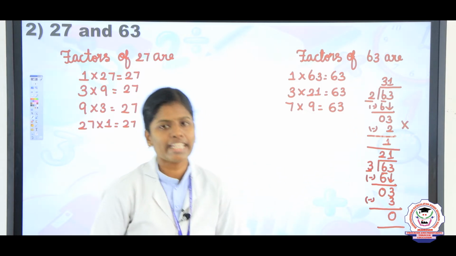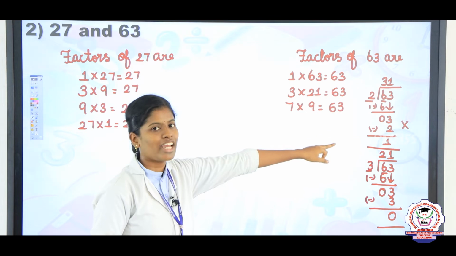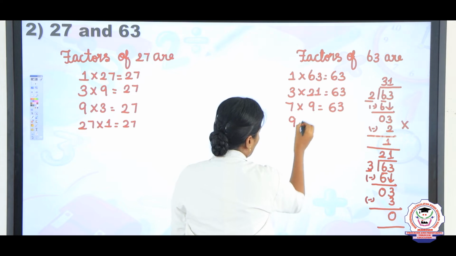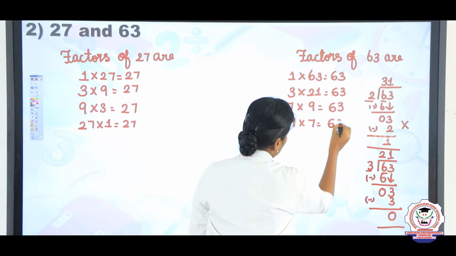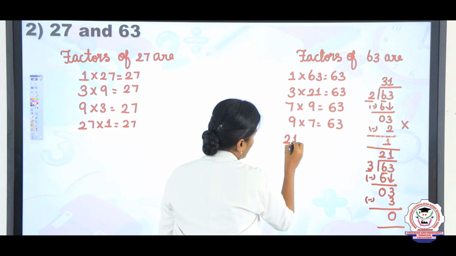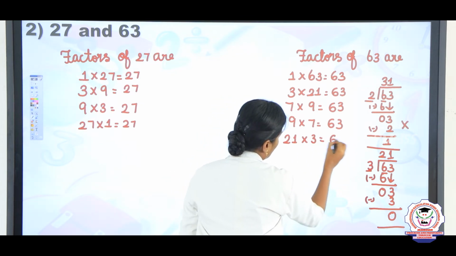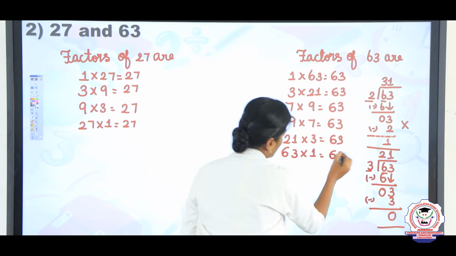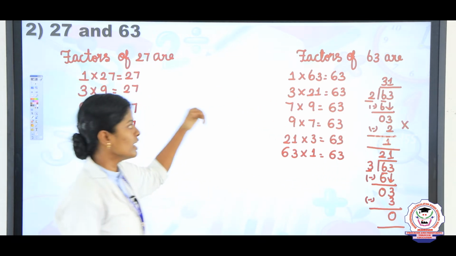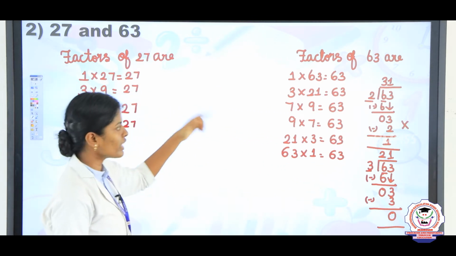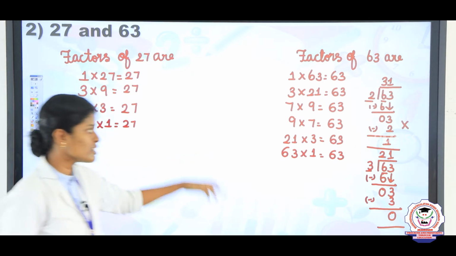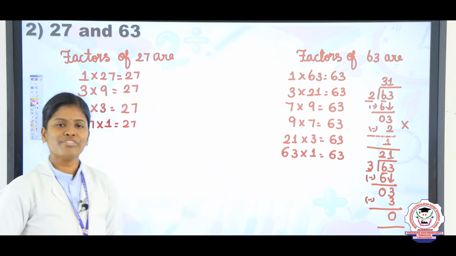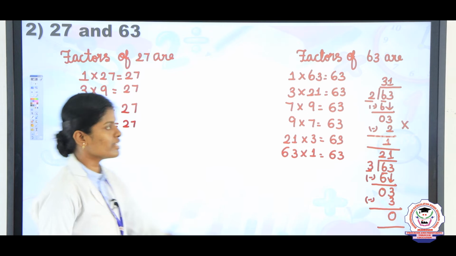Next we are going to check the 9 table. Is 9 table of 63? Yes. How many times? 9 7s are 63. So write 9 7s are 63 and 21 3s are 63 and then 63 1s are 63. So 1 63s are 63, 3 21s are 63, 7 9s are 63, 9 7s are 63, 21 3s are 63, 63 1s are 63. Now we are going to write the factors of 27 and 63, then we are going to find the common factors.